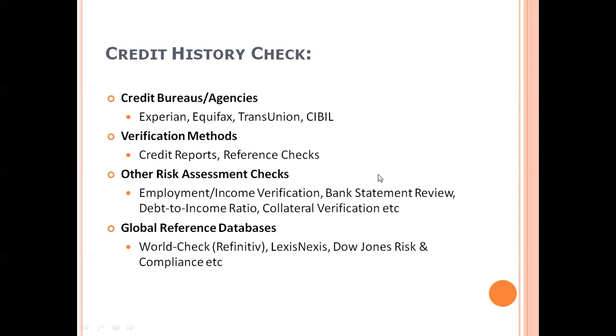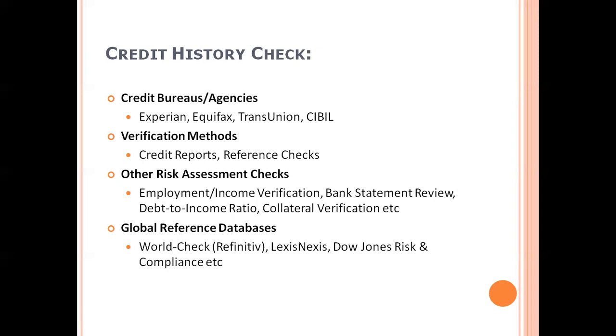There are a few agencies like Experian, Equifax, TransUnion. These are all applicable for most countries like the US, UK, continental Europe, as well as India. But in India, we also have one more, which is the CIBIL scorecard. We all know that CIBIL is the Credit Information Bureau of India Limited, which is basically for individual persons who are borrowing money from a bank.